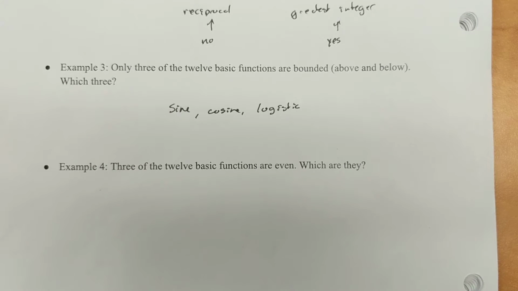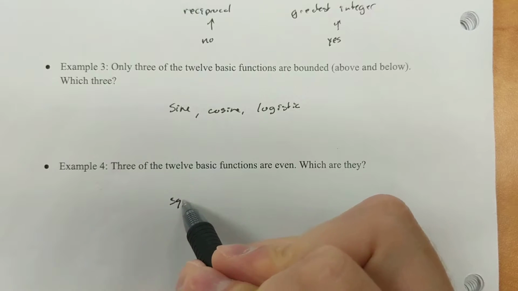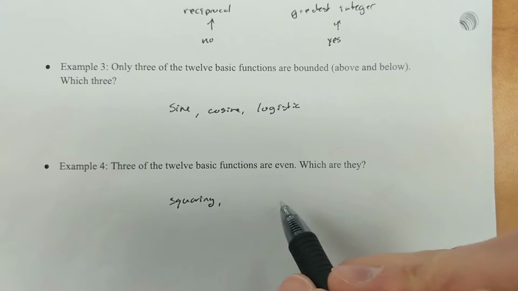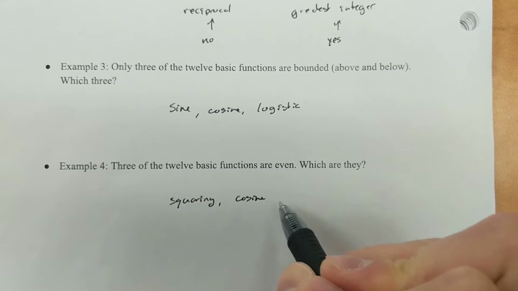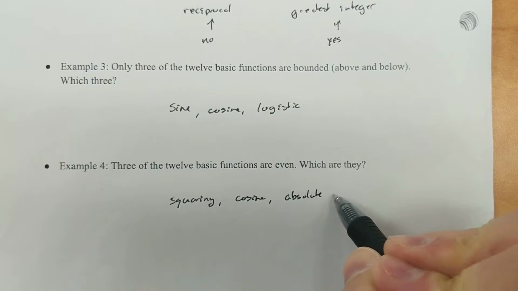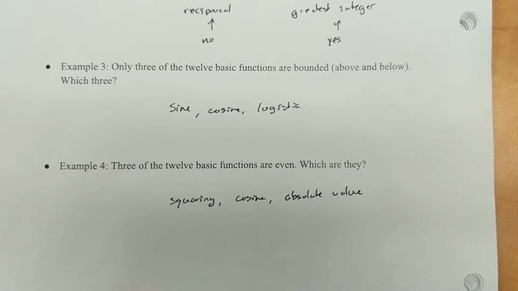For example 4, 3 of the 12 basic functions are even. Which are they? Even functions are mirrored across the y-axis. So they're the same on the left as they are on the right. The 3 of them are the squaring function, same left to right, the cosine function, same left and right, and the absolute value function. It is the same on the left and on the right.